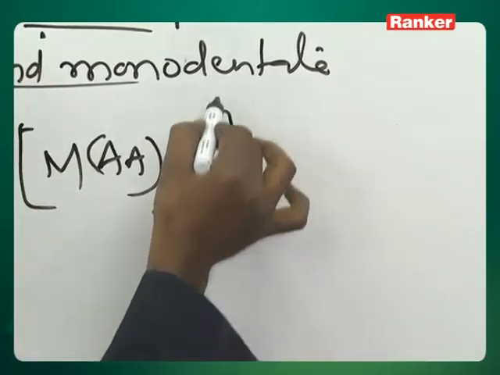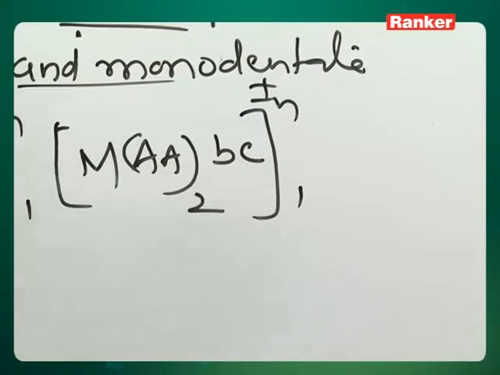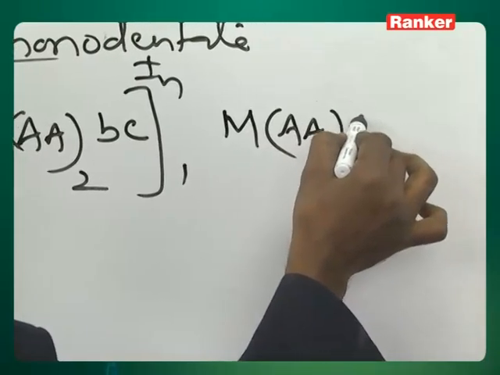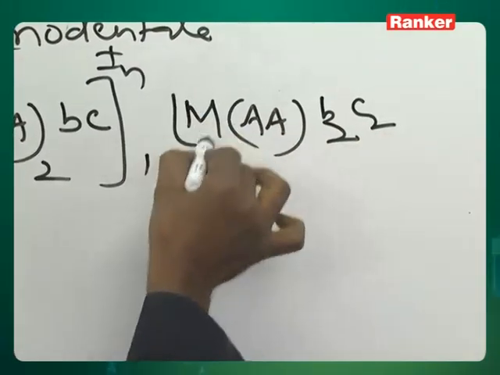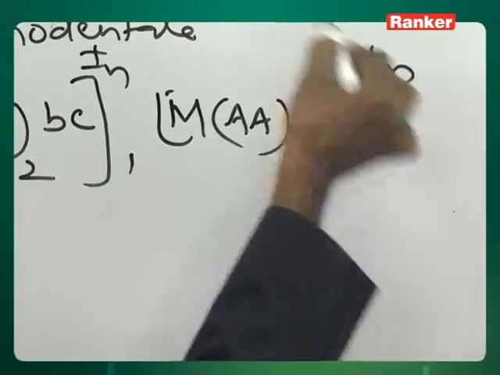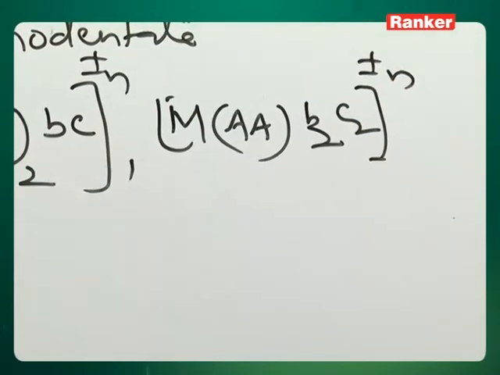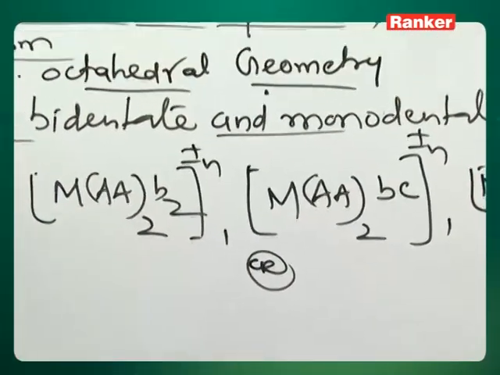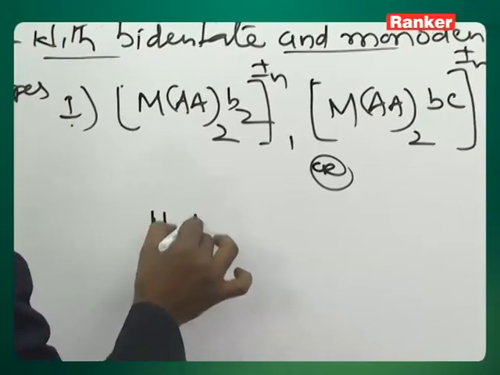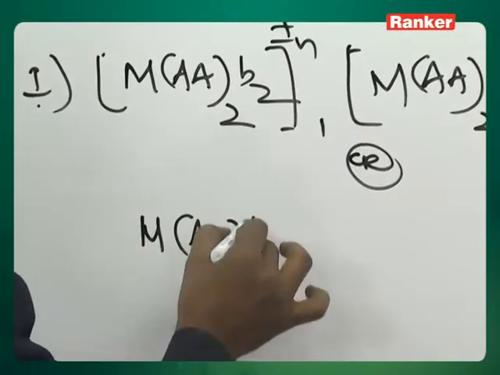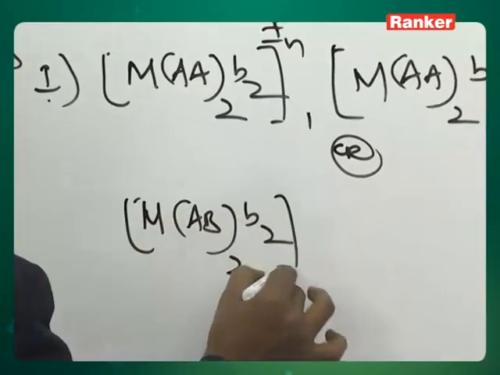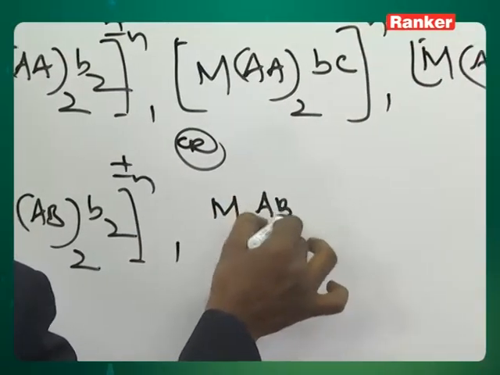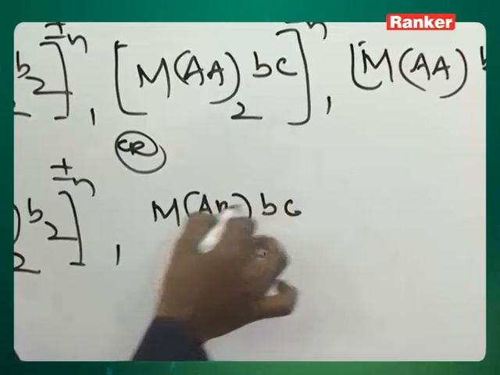BC. M(AA)B2C2 plus or minus here. Next, instead of taking AA symmetric, you can also take unsymmetric bidentate: M(AB) taken twice, B2 plus or minus N; M(AB) taken twice, BC plus or minus.